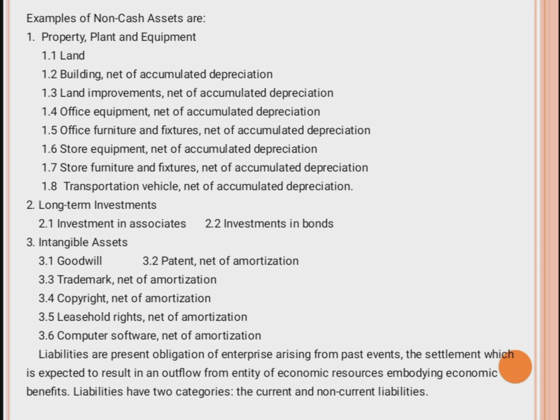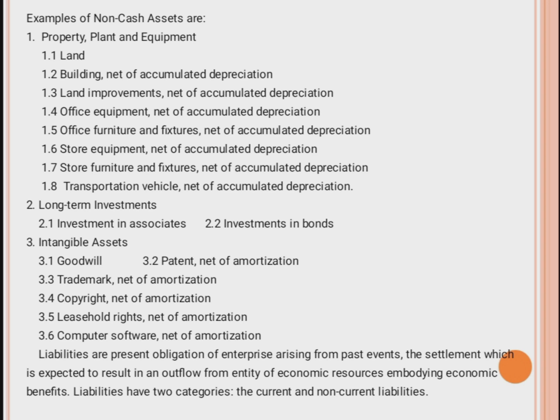Examples of non-current assets are: number 1, property, plant and equipment; 1.1, land; 1.2, building, net of accumulated depreciation; 1.3, land improvements, net of accumulated depreciation; 1.4, office equipment, net of accumulated depreciation; 1.5, office furniture and fixtures, net of accumulated depreciation; 1.6, store equipment, net of accumulated depreciation; 1.7, store furniture and fixtures, net of accumulated depreciation; 1.8, transportation vehicle, net of accumulated depreciation.